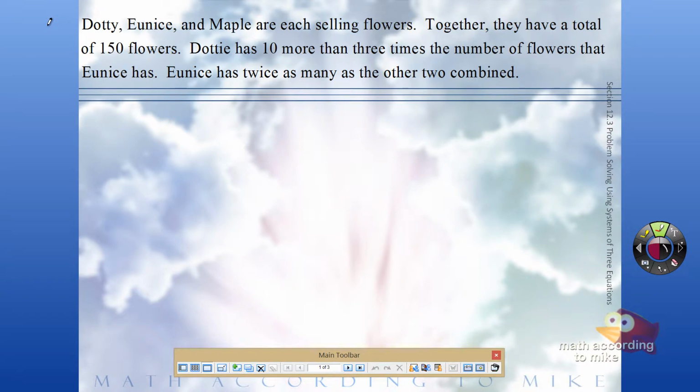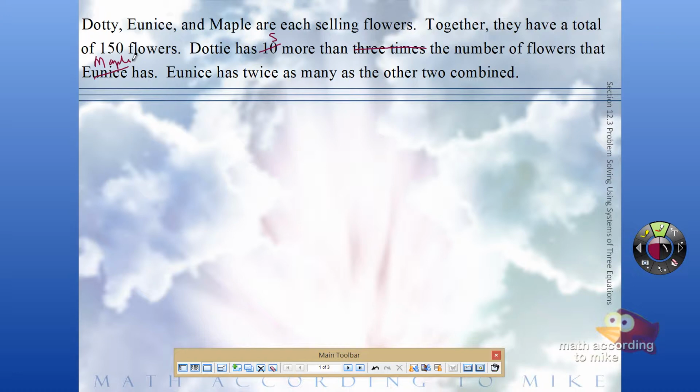For this problem, we're going to make some changes because there's a typo. I don't know who typed this thing. In the second sentence, we're going to change this to Dottie has 5 more than the number of flowers that Eunice has. Nope, I lied. That Maple has. That's better. So Dottie has 5 more than the number of flowers that Maple has.